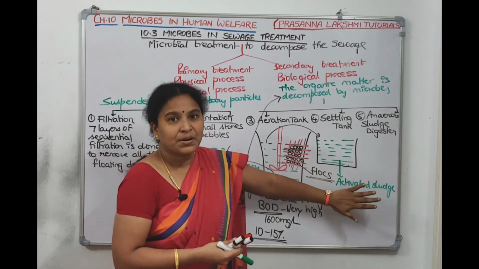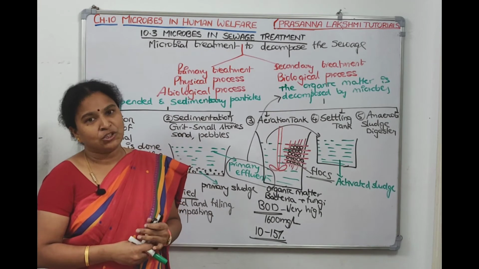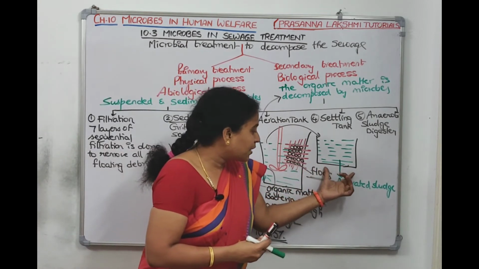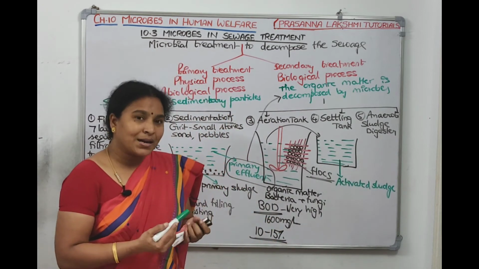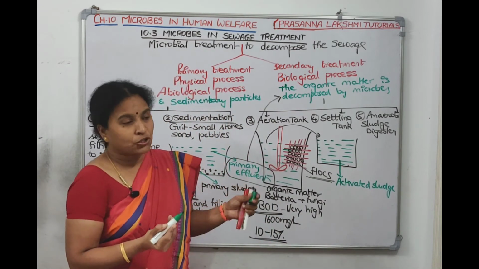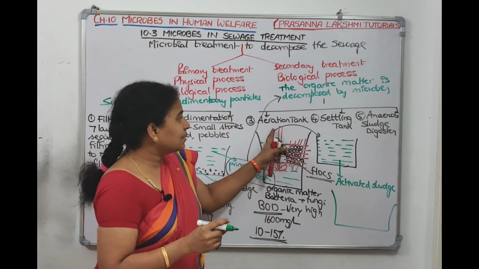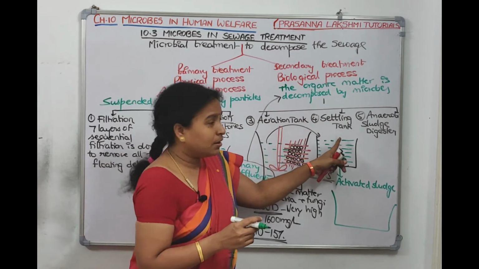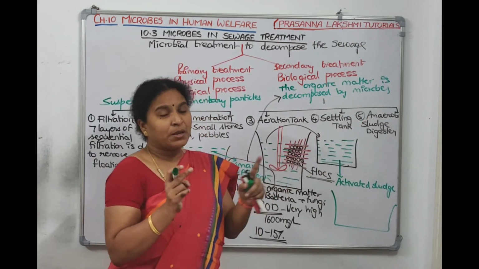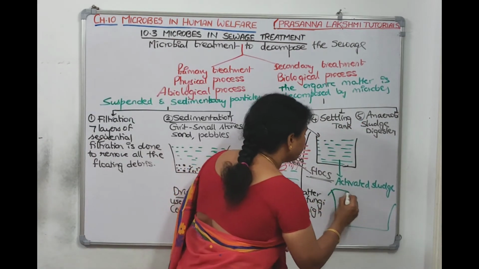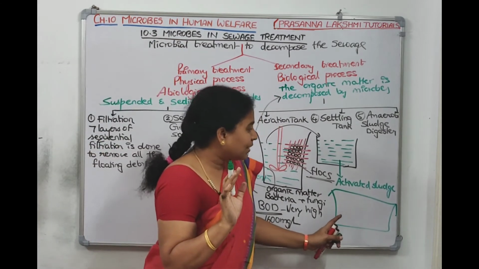And the remaining activated sludge is taken to the next step, which is called the anaerobic sludge digester. If we look at the picture of the anaerobic sludge digester, it is also a big container. Since the aeration tank needs oxygen, we kept it open. But here it is anaerobic, meaning oxygen should not be there, so we seal it. Then it becomes anaerobic. This is called the anaerobic sludge digester.